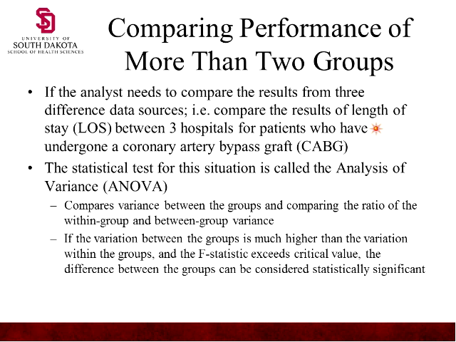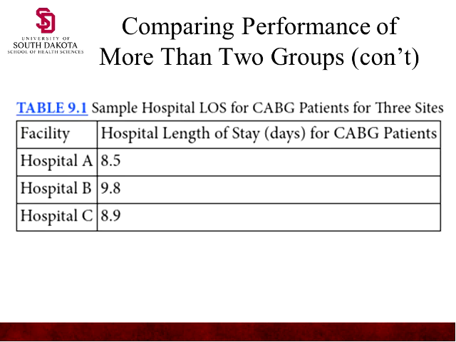So also, if the variation between the groups is much higher than the variation within the groups, and the F statistic exceeds the critical value, the F statistic says, okay, if this is too high, that means there's a difference between the groups that can be considered statistically significant. So that F statistic is another way to look at the information.